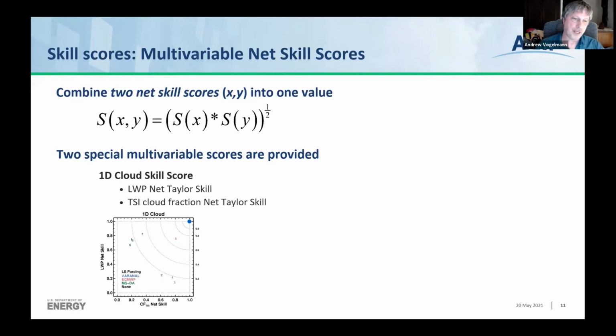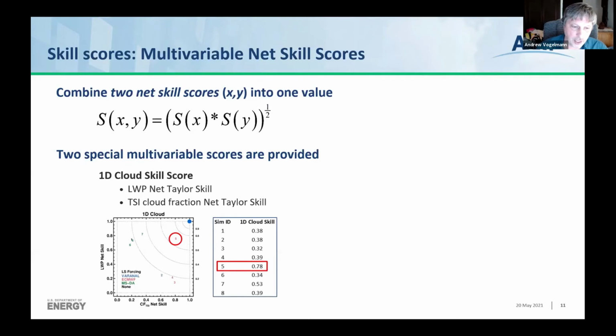What it does is it combines the net skill score for the liquid water path and the net skill score from the TSI cloud fraction. So in this plot, what you're seeing is how well are we doing with these two variables at the same time? Using the equation above, you can compute what's called the 1D cloud skill, which captures how well things are going in terms of those variables. And you can see that you have a clear winner, if you will, or a lead candidate in number 5.